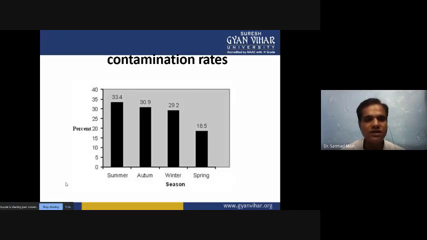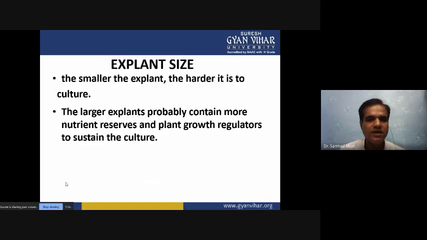So when we are taking the explant, we always have to see the season. Some plants can propagate very well in the summer season, and some plants are not able to respond in other seasons. So always we have to choose the correct season when we are doing micropropagation, and only in a particular season can the explant propagate correctly.